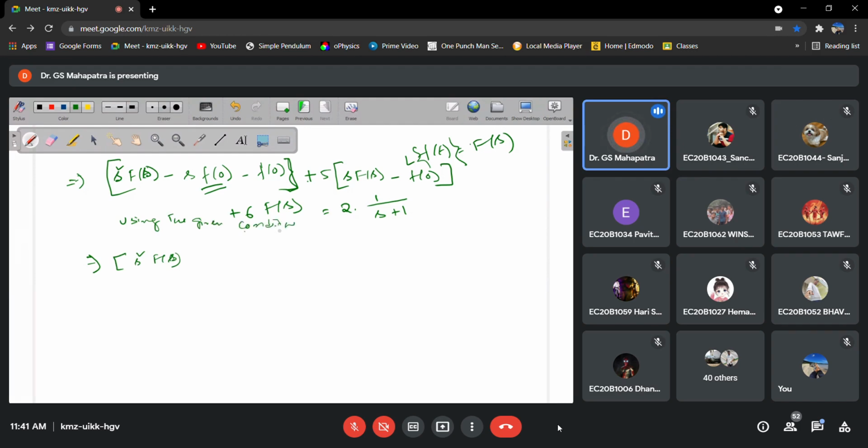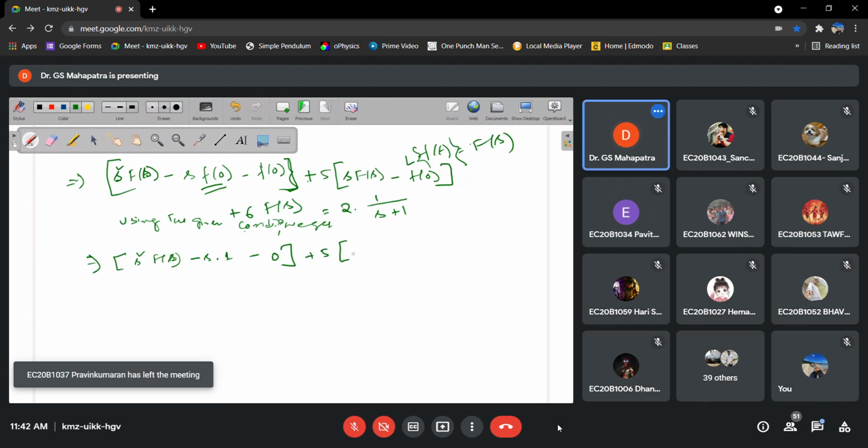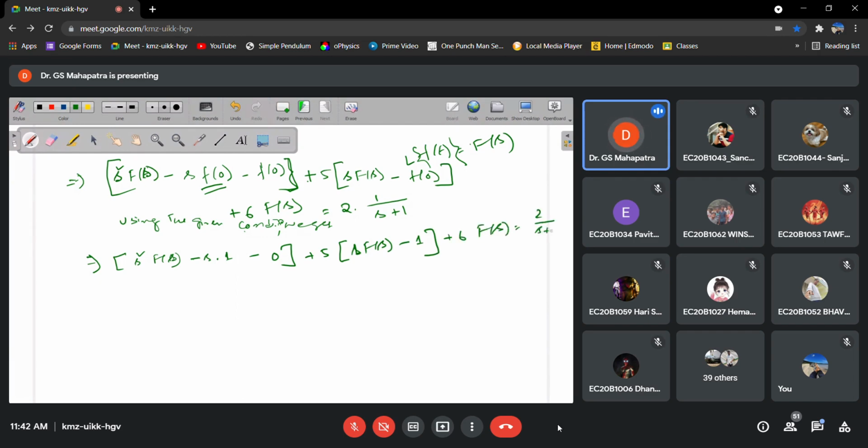Using the given condition we get minus s into, what is f of 0? 1. Okay, 1. Minus f dash 0. F dash 0 is 0. So plus 5 into s into f of s. So f of 0 you told 1, so minus 1. Okay. Plus 6 into f of s equals to 2 by s plus 1.